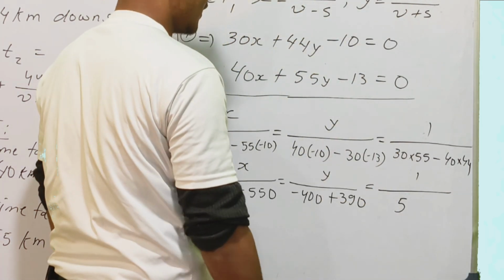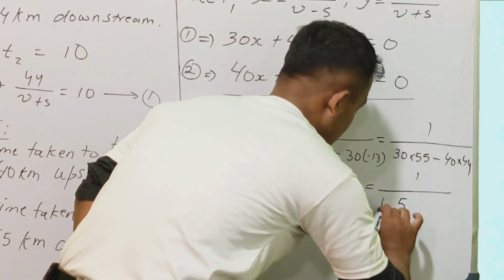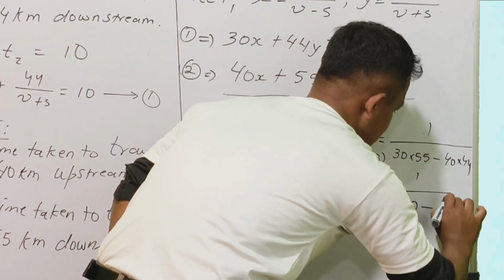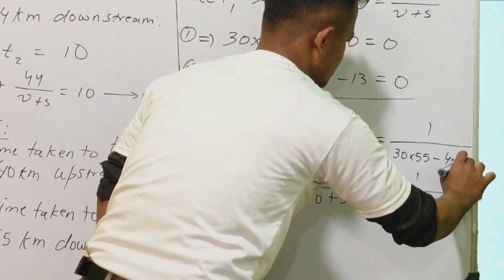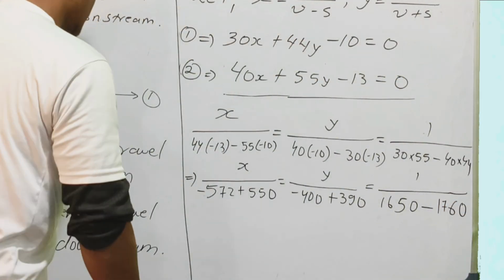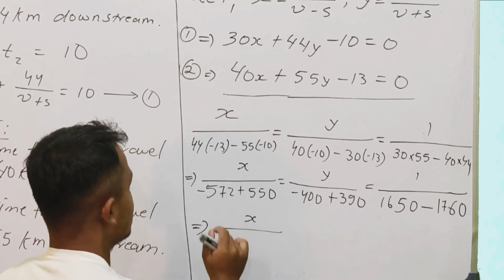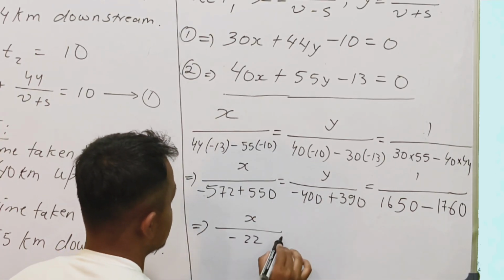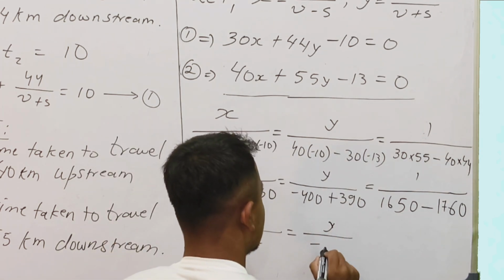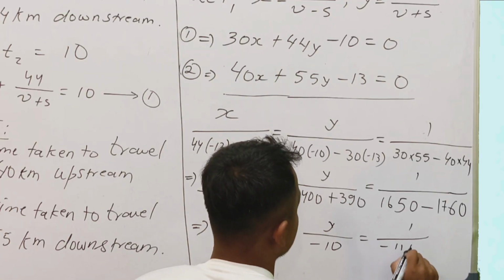So 30 into 55 is 1650, minus 40 into 44, which is 1760. So if you add the terms, 550 minus 572, that will be minus 22 is equal to y, that will be minus 10, and here it will be minus 110.